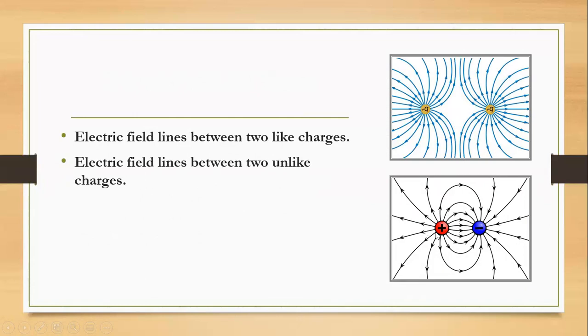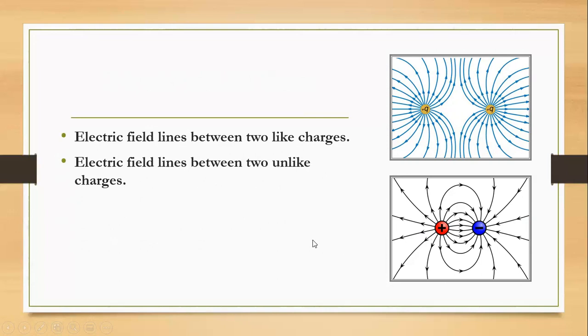And one important point: electric field lines always start from a positive charge and end on a negative charge. Okay, my dear student, the flow, the motion of the electric field line always starts from the positive charge towards the negative charge, not from negative to positive. It's positive to negative. You can see the direction is from positive to negative, and they are attracting each other.